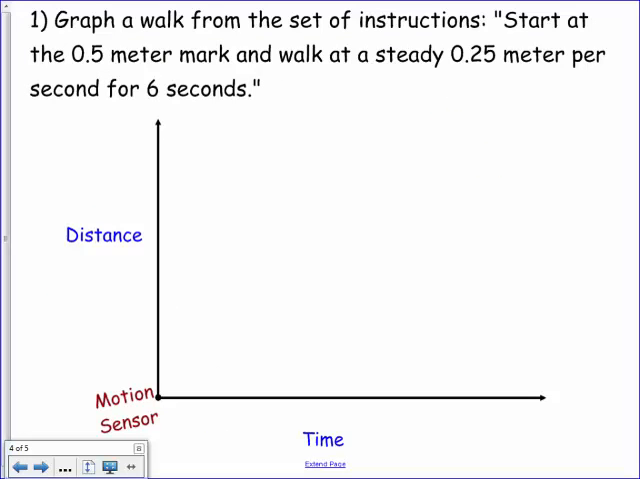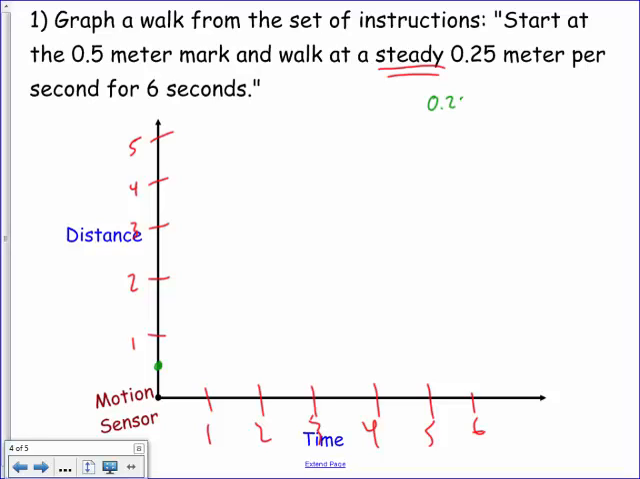All right, so now let's make a graph when we're given something. It says start at the 0.5 meter mark and walk at a steady 0.25 meter per second for 6 seconds. So here's kind of your constant rate that we talked about. Steady, right? It's not increasing or decreasing. So I should probably put my 1, 2, 3, 4, 5 and my 6 seconds. All right, so it says we start at the 0.5 meter mark, so that's right here. And then we go 0.25 meters per second.